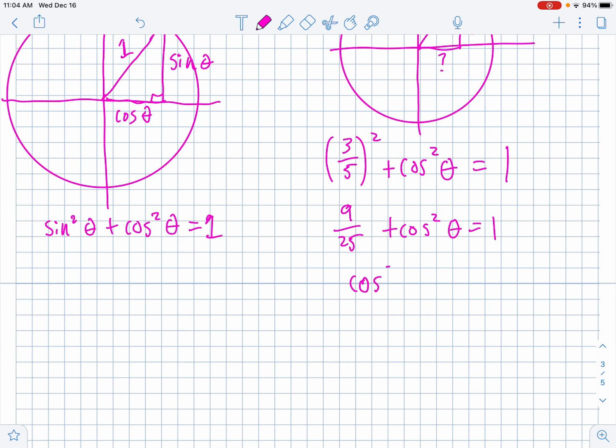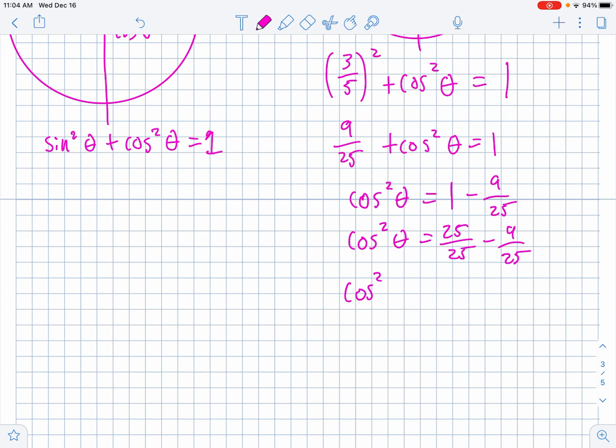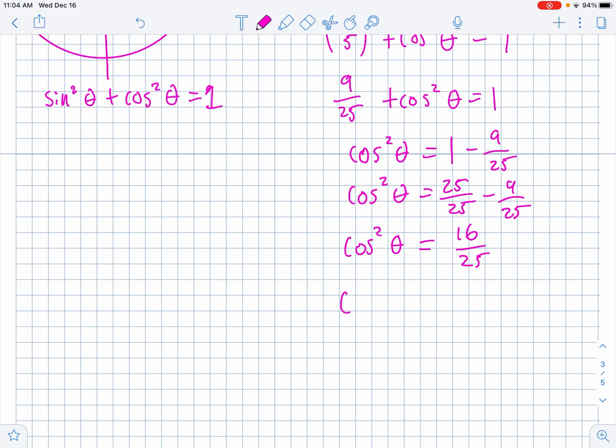Subtract 9/25 from both sides, so you get 1 minus 9/25. Then do a common denominator. So this is 25/25 minus 9/25, which is 16/25. And that's nice because those are both nicely square rootable. So we get cosine of theta equals plus or minus 4/5.